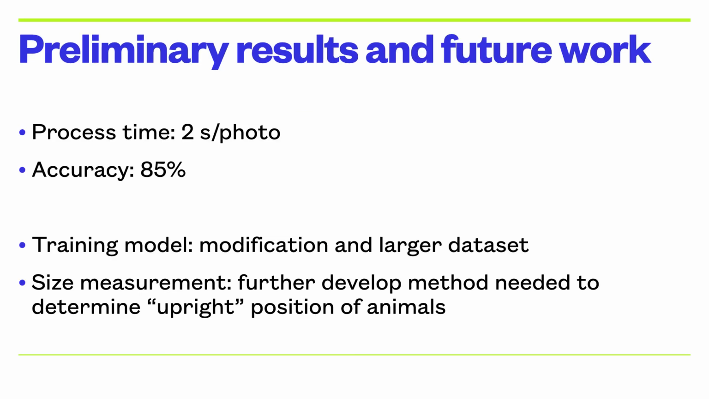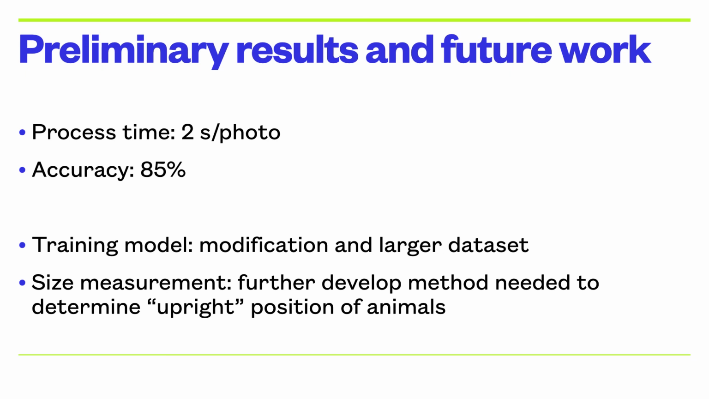And in this process, the processing time reached 2 seconds per photo. So every photo we need only 2 seconds to find it, compared to maybe a minute for manual review. And the accuracy reached 85%.